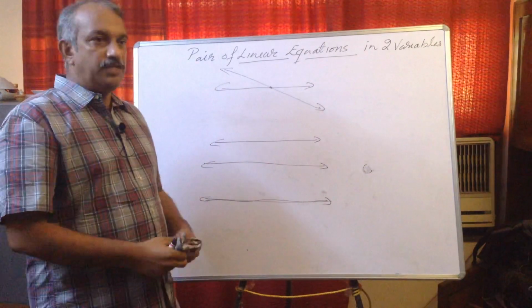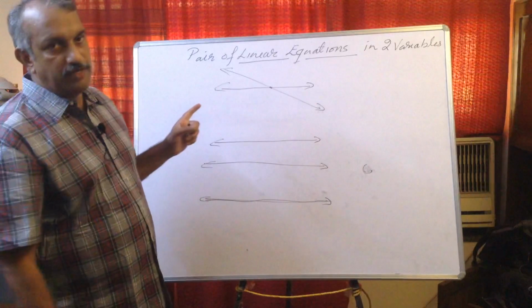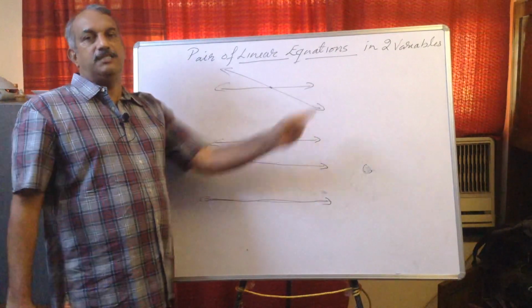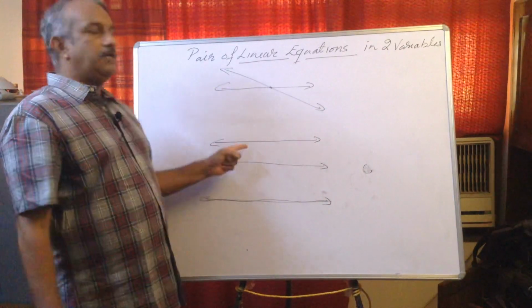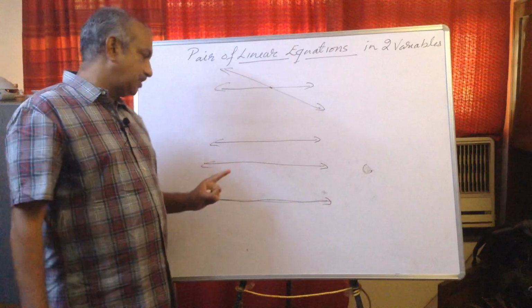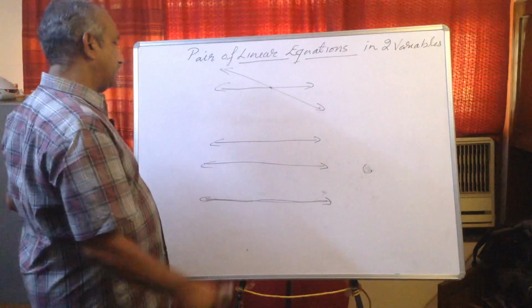So I'll tell you once again, when we draw the graph of a pair of linear equations, there are three possibilities. They may intersect, then we say they have a unique solution. They may be parallel, then we say they do not have any solution. And if they are coincident, then we say they have infinite solutions.